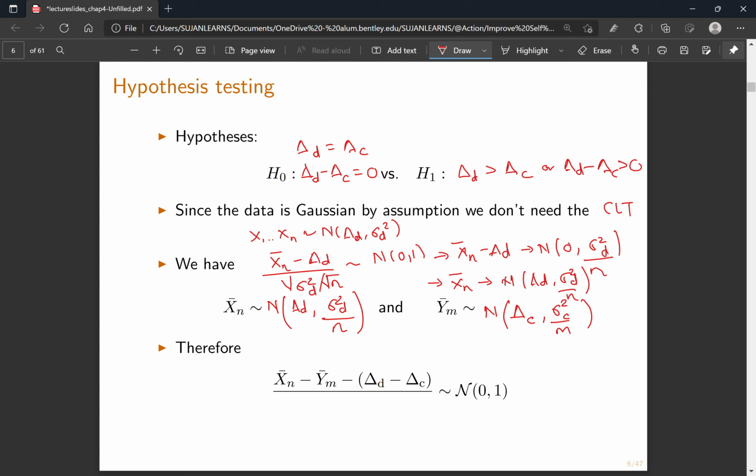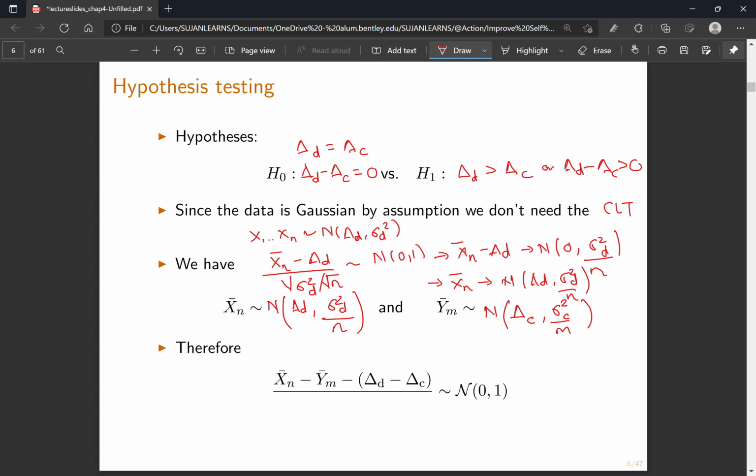Now, we are trying to make the test of the expected value of our sample averages. Therefore, we'll be working with our sample averages. As a data scientist, what I'm trying to test here is whether the difference between delta D and delta C is zero or not. Delta C and delta D are our means, but in reality, we have our sample averages which represent delta C and delta D.